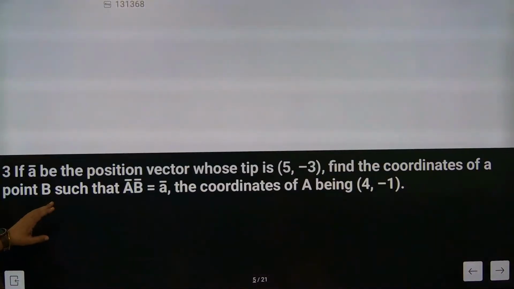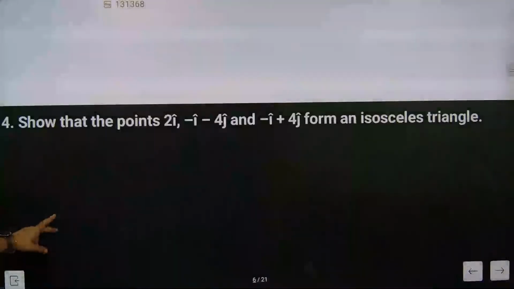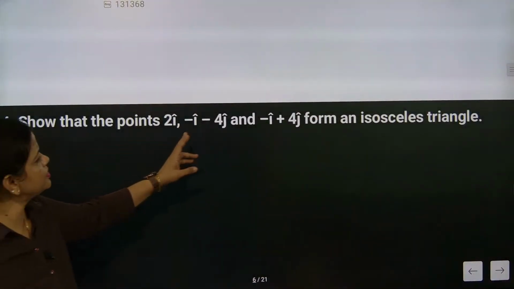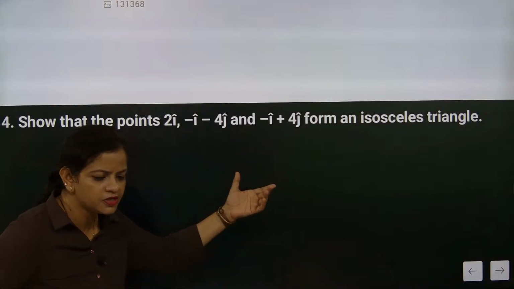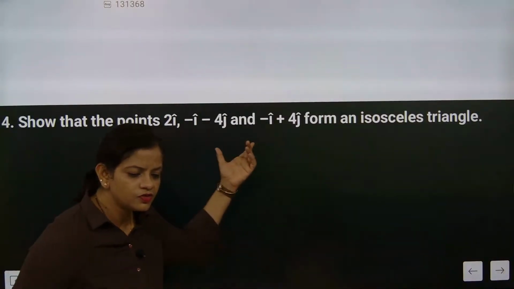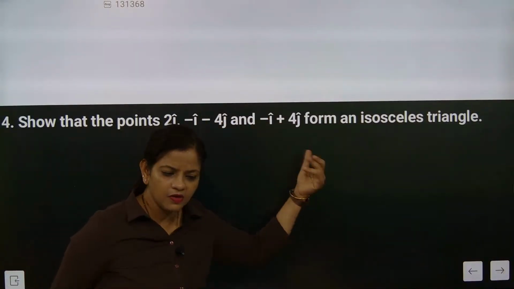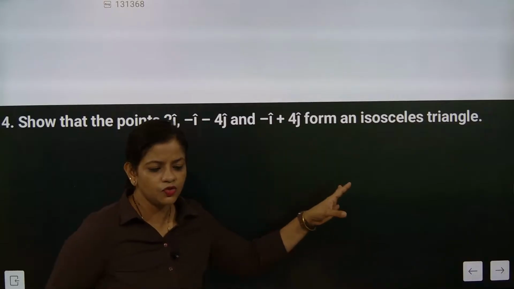This is the first part. I am not going to go through the questions which are not so tough. Show that the points are the vertices of an isosceles triangle. Isosceles triangle means two sides will be equal, and that you can prove.